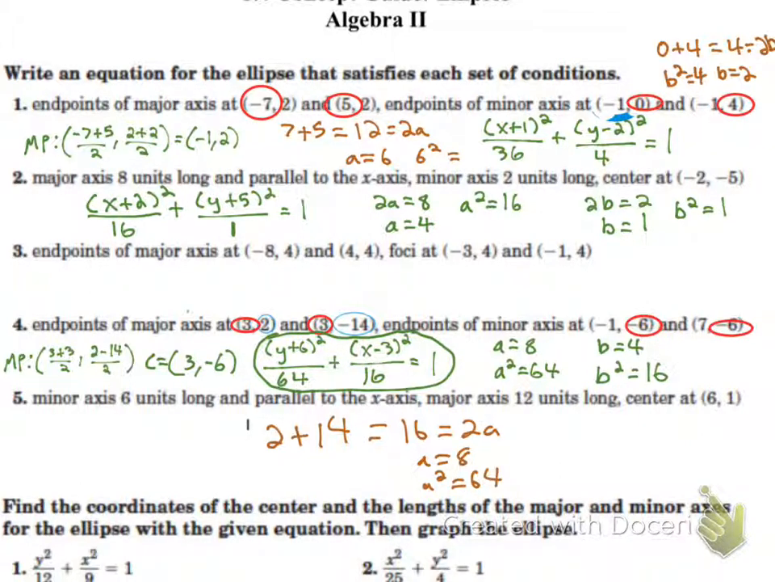If you look at the endpoints of the minor axis, the x values are what's changing. And we have negative 1 to 7. Well, distance is always positive, so that's going to be 1 plus 7, and that gives me 8. So 2b is 8, divided by 2, b equals 4. So b squared would be 16. Alright, so that's what you do there.